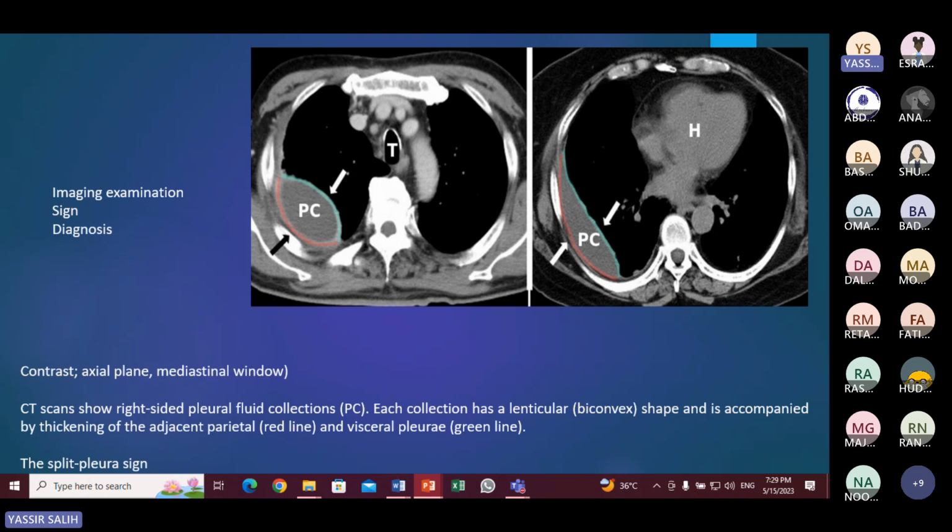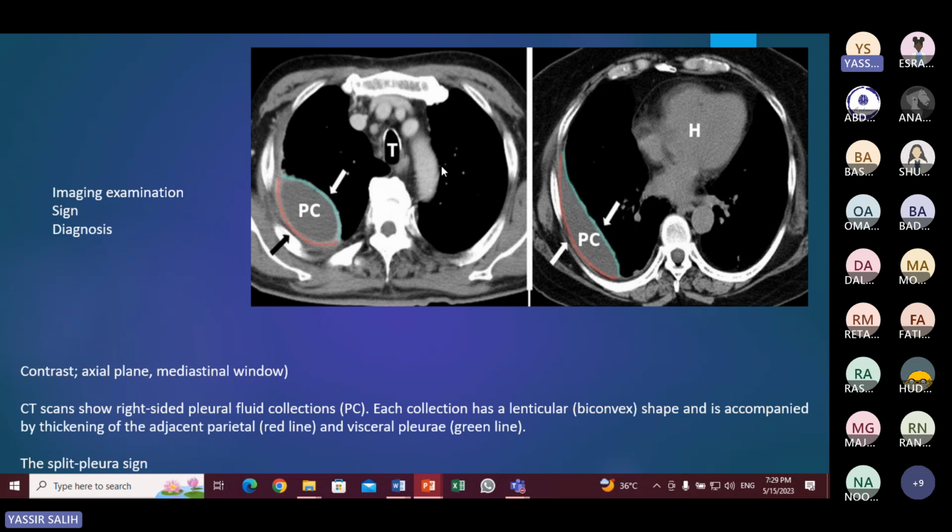Examination: this is a CT pulmonary. Yes, it is a contrast-enhanced CT. We gave contrast, so we can look at the blood vessels. If there were no contrast in the blood vessels, the fluid would look like this, with a fluid density. But here the contrast is seen within the blood vessel.